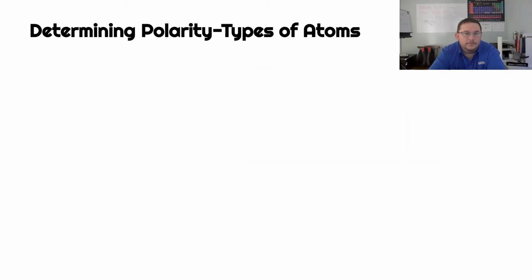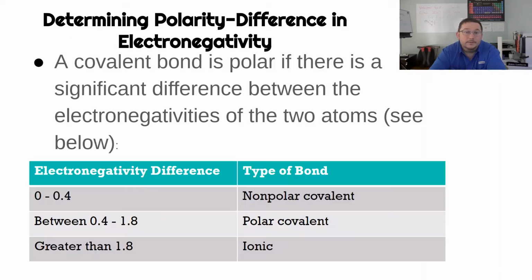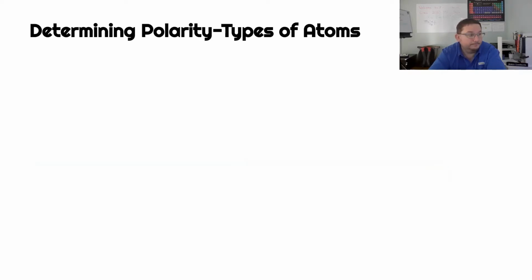All right. Determining the polarity. So let me just back up here. Because it's a difference in electronegativity, you're going to need to be given the electronegativity values of these atoms. Now keep in mind, electronegativity only goes up to 4 here. So if you think about that, it makes a little more sense. 0 to 0.4, then 0.4 to 1.8, and then anything greater than 1.8 all the way up to 4 would be ionic.